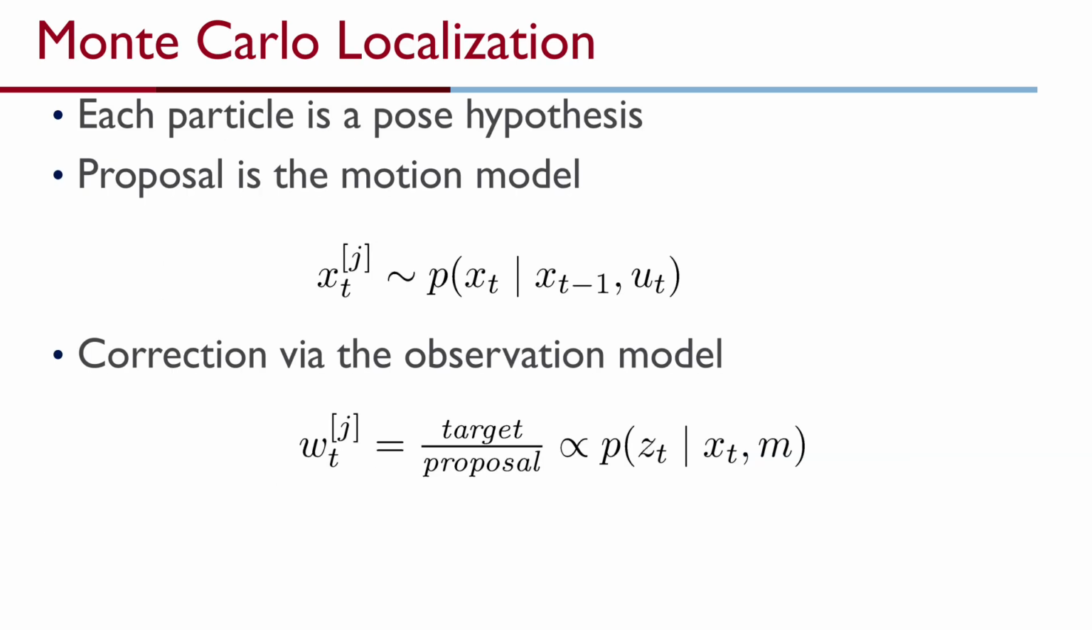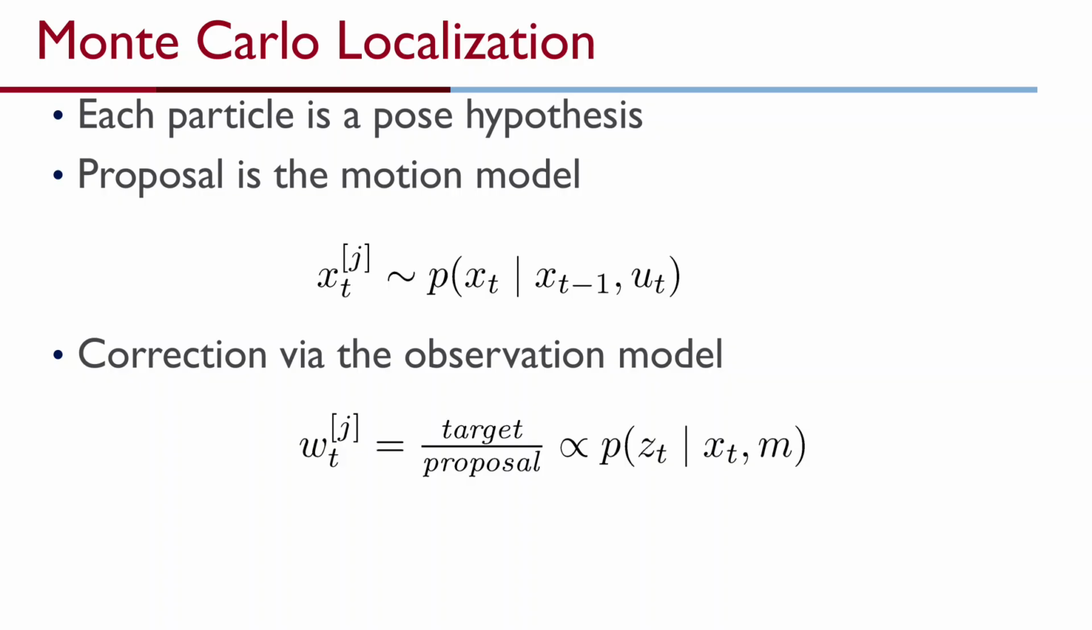Now let's look at Monte Carlo localization, which is a specific instance of a particle filter. In MCL, each particle represents one pose hypothesis of the robot. That means every particle encodes an estimated x, y, theta. For the proposal distribution, we typically use the robot's motion model. In other words, we ask, given the previous pose and the control input, how does the robot move? So for every particle in the previous belief, we apply the motion model and sample around it. This gives us the next generation of pose hypotheses.